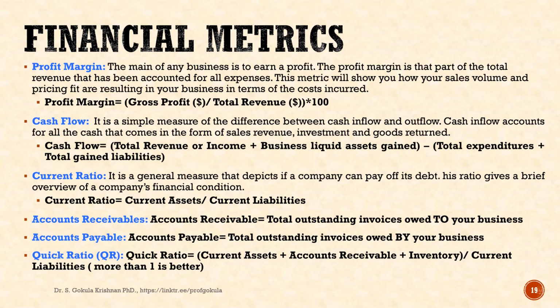Accounts receivable is nothing but the total outstanding invoices owed to your business. Then accounts payable is the total outstanding invoices owed by your business. Okay, you have to pay for them. And accounts receivable, you have to get it from your customers. Quick ratio will tell you about the current assets, accounts receivable plus inventory, over current liabilities. Always this proportion must be more than 1. It's better for your business.